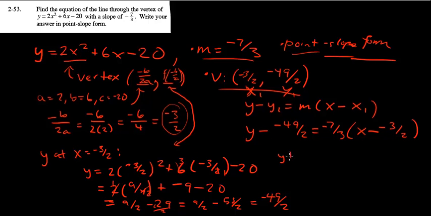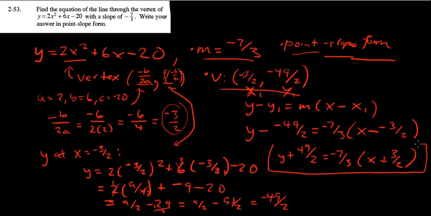That becomes y plus 49 over 2 equals, that's hard to read, negative 7 over 3 times x plus 3 over 2. Okay? And that's basically all we do. We could write it in decimal form, but we don't need to. And this is our answer in point-slope form.